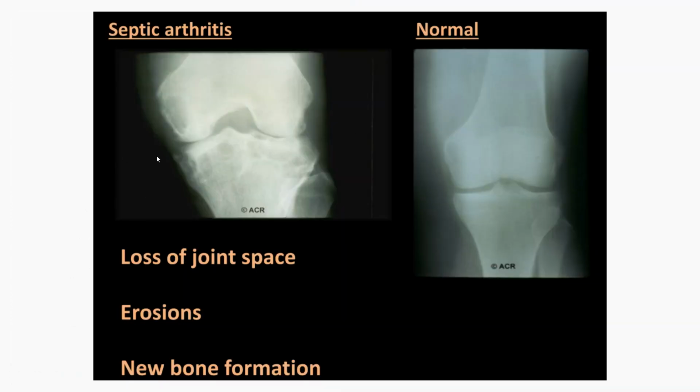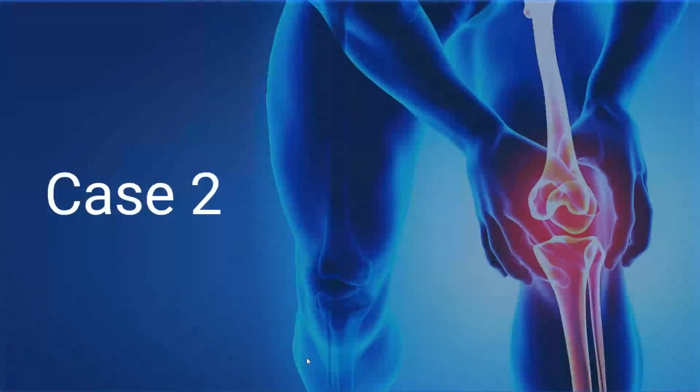So this is a septic arthritis joint versus a normal joint. Most of the time there's not much x-ray findings, but this one is quite advanced. You'll notice a loss of joint space, there'll be erosions, reduction in the radiographic opacity of the x-ray, and you get new bone formation, again, very advanced at that stage.